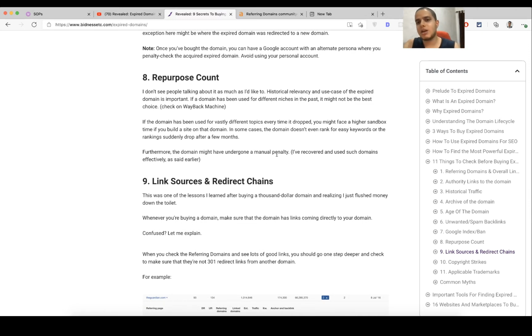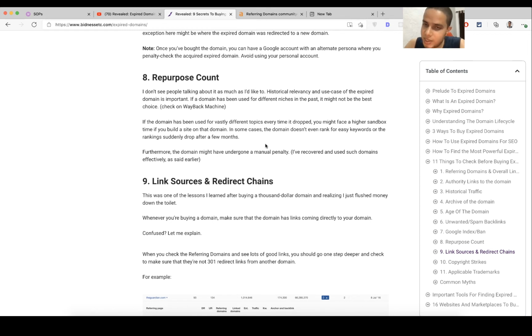The next thing that we'll check is the repurpose count. A lot of times people will buy expired domains and then let them drop, and then somebody else buys that domain and then they will let it drop. That usually tells us that the domain was not powerful enough for them, and that might mean that it is not powerful enough for us as well, if it has been repurposed a lot of times and then they let it drop.